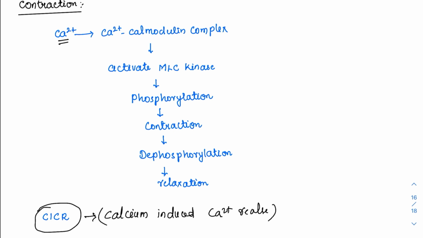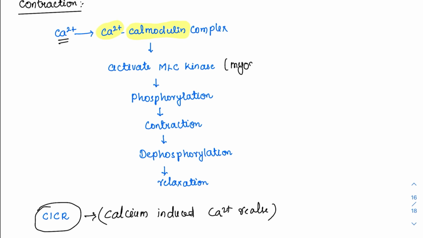So where will they go and bind? Here we don't have troponin. Instead of troponin, we have calmodulin. This calmodulin is the one which will bind with calcium, and they will form a complex called the calcium calmodulin complex. Once this calcium calmodulin complex is formed, they will activate a specific kind of kinase which is called myosin light chain kinase. So this is the protein that is activated.